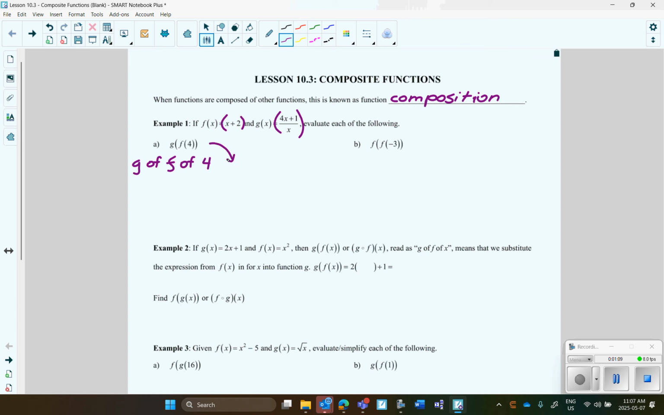To find it, work from the inside out. What's f of 4? That means when I plug 4 in for x, what's my answer? 4 plus 2, 6. But now it's asking me to take this answer of 6 and plug it into function g, which means I'm going to get 4 times 6 plus 1 divided by 4.